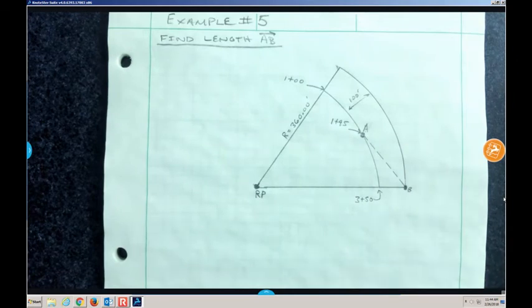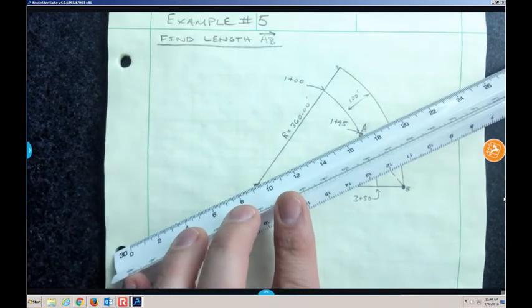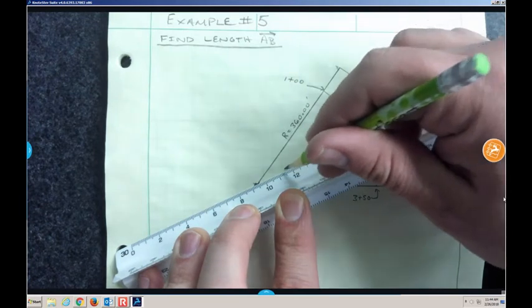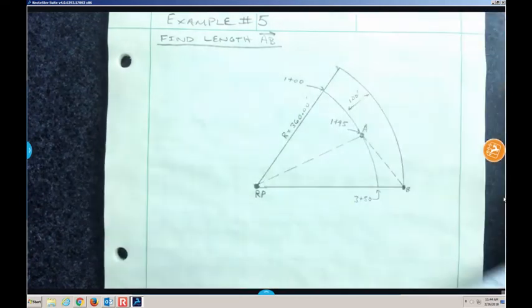Okay, so the easiest thing you can do here to find length AB. So let's turn some things into triangles, right? Everything comes back to triangles. Okay? So let's connect A and our radius point. We're going to draw a triangle in there.